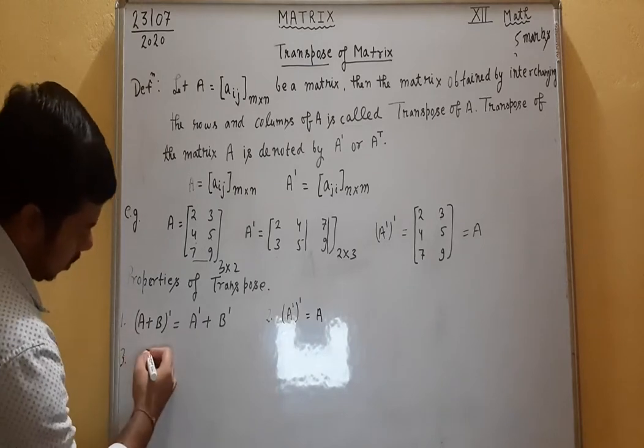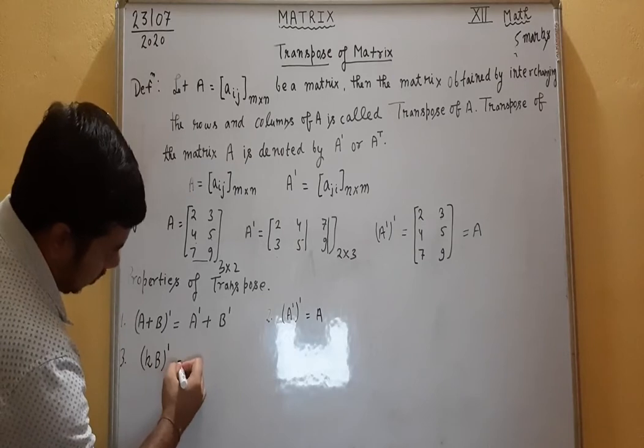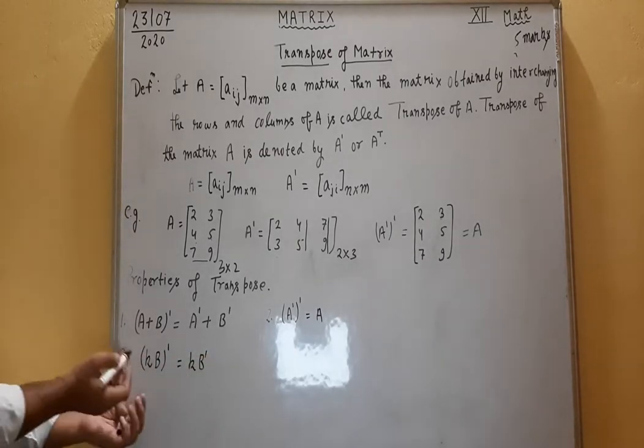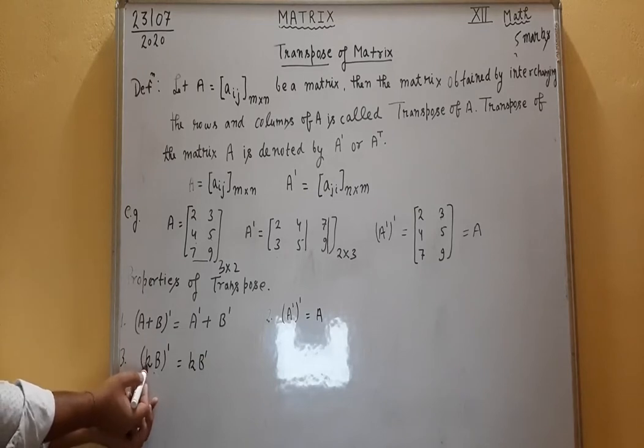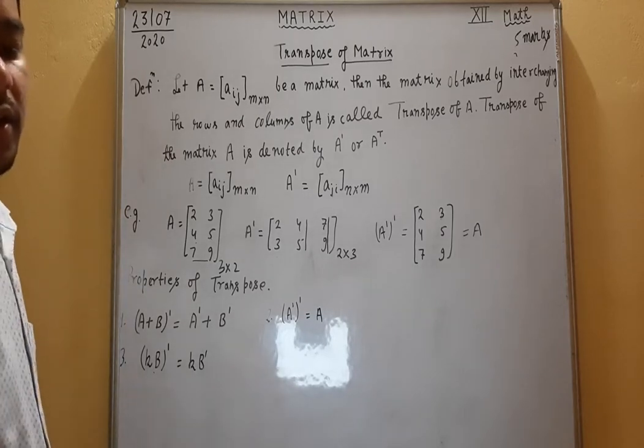Third property is what? Third property is (kA) dash is equal to kA dash. Means scalar multiplication, the transpose will have no effect on the scalar. Okay, these are the three properties of a transpose.